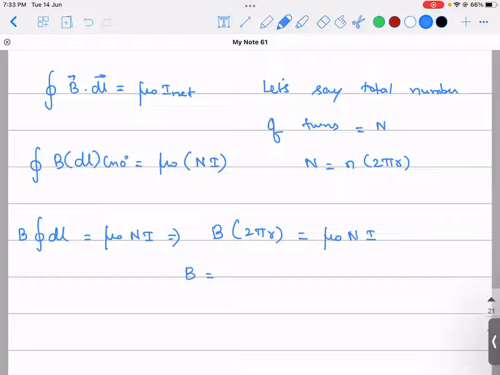So what will B be? Mu naught into capital N divided by 2 pi r into I. So the answer will be mu naught into small n into I. So the magnetic field inside a toroid is also mu naught into small n into I.